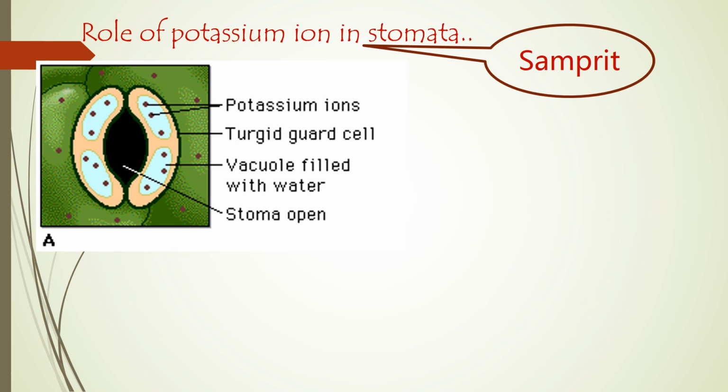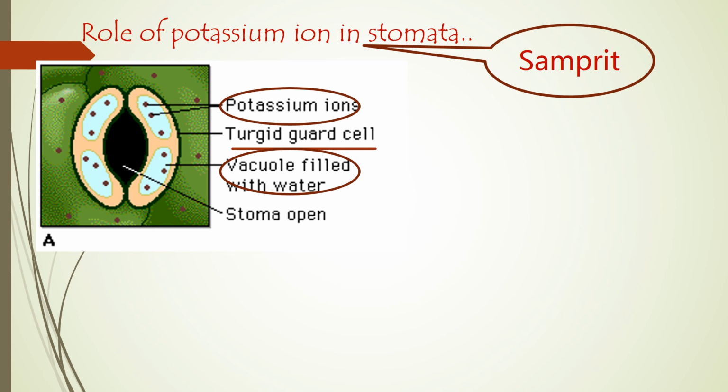The orange cells are the guard cells from which the stoma opens, and you can see the dot-like structures, which are the potassium ions. They will enter the guard cell structure. If they enter here, then the water potential, I am repeating, the water potential of the cell will increase. If water potential increased, it needs to take water from outside. So now it's a turgid guard cell, and the vacuoles are now filled with water.